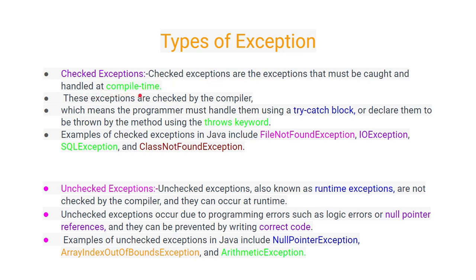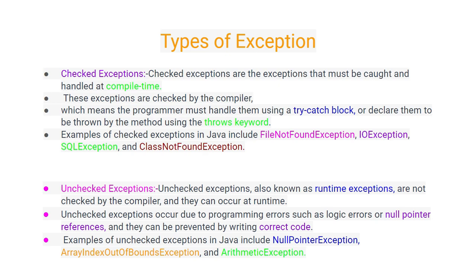What do you mean by compile time? Compile time means if any exception occurs at compile time, that is a compile time exception. For example, an input output exception: if you write some code, it will force you to write this line of code inside the try and catch block. It means the line of code is forcing you to put it inside the try and catch block. That is the compile time exception.